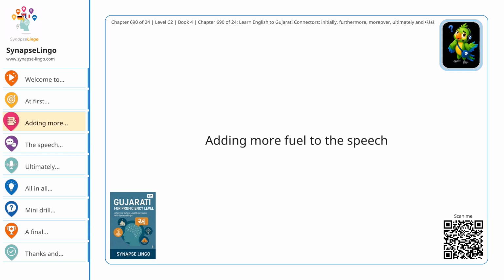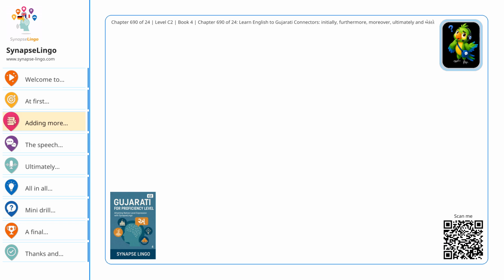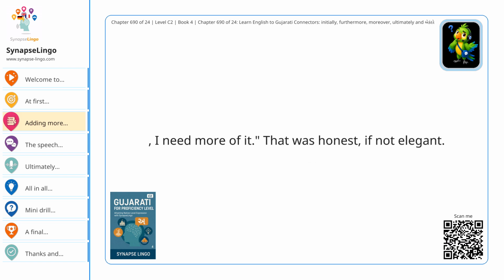Adding more fuel to the speech. Now you will learn how to add ideas like a professional speaker, or like Ravi, who added ideas the way people add extra chilies by accident. Carefully. When you want to say furthermore, use વધુમાં. Ravi said, the food is excellent. વધુમાં. I need more of it. That was honest, if not elegant.